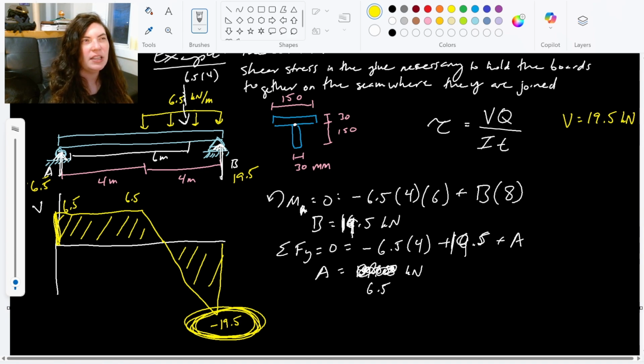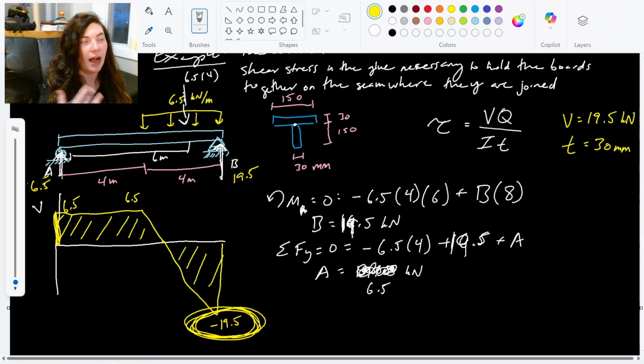And that might be the easiest portion of this, but if it's not, it's definitely t. t is the thickness of our joint that we're looking at, and we're looking at this white dot here. Right? So that's the point of interest. The thickness there at our point of interest is going to be the thickness of this skinny portion of the T. So that's 30 millimeters. So we've knocked out 2 of them. Now we just have to get Q and I.